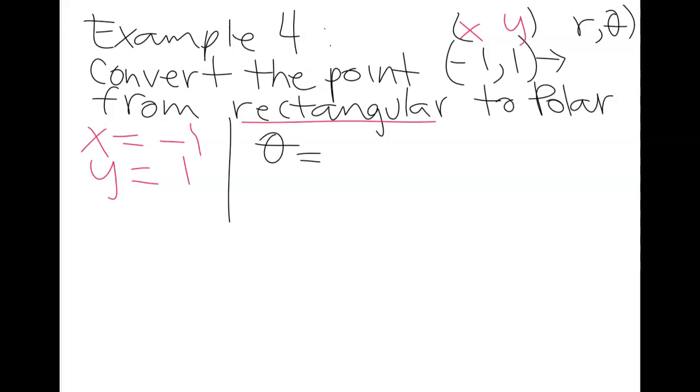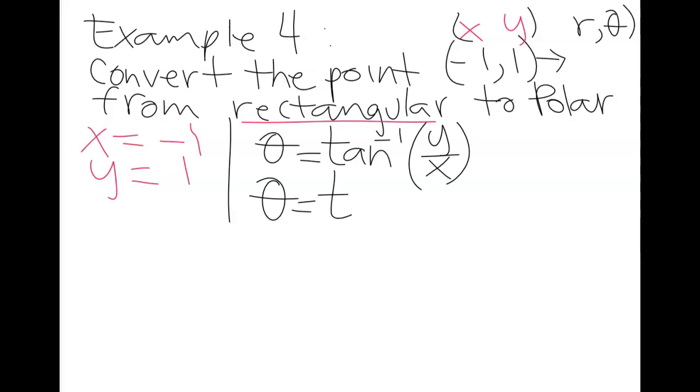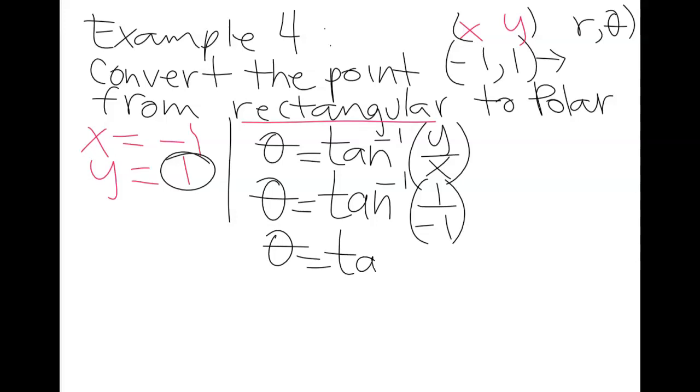So let's see, to find theta, we could use the relationship tangent inverse of y over x. So I'm going to substitute the values that I have for x and y. So it's going to be the tangent inverse of y, which is +1, over -1. So what I'm looking for is the tangent inverse of -1, right? Because we have negative and positive.